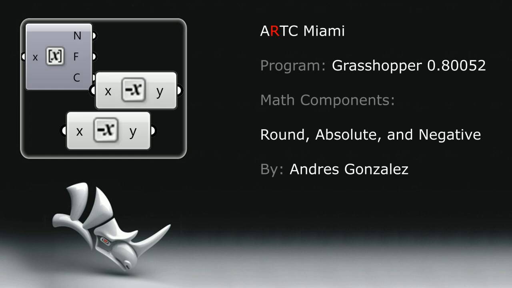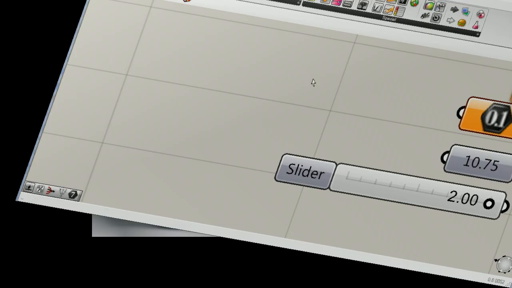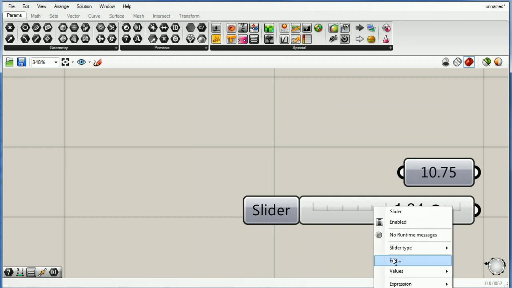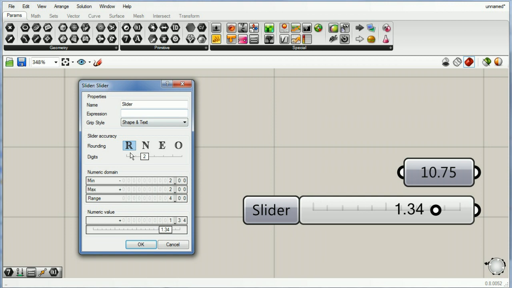Let us review three math components: the round, the absolute, and the negative component. And continue working with these two. As you can see, the numeric slider, the range, the domain goes from minus 2 to positive 2 with 2 decimal places. All right?